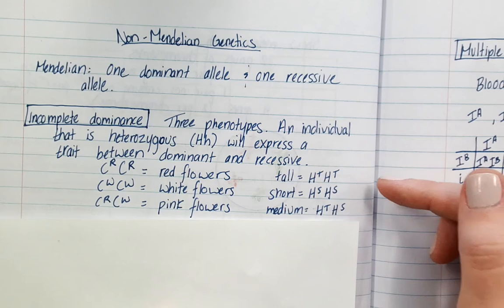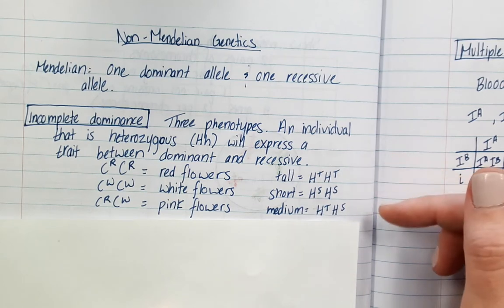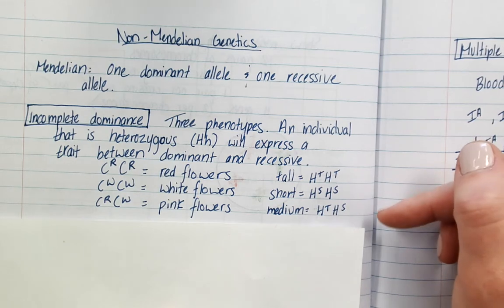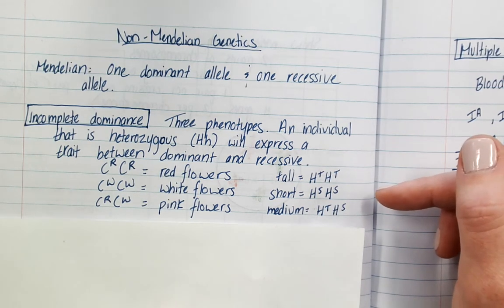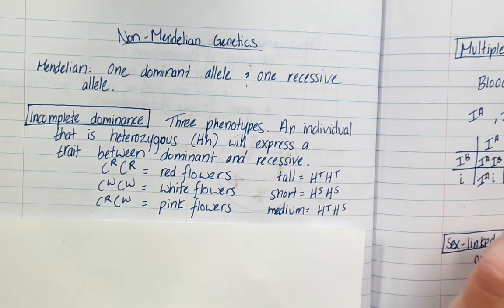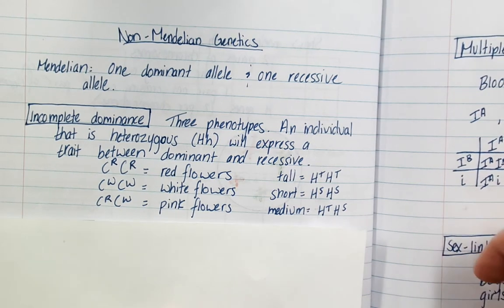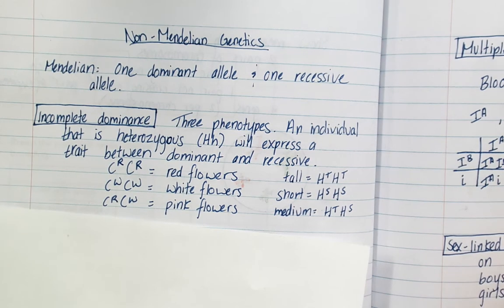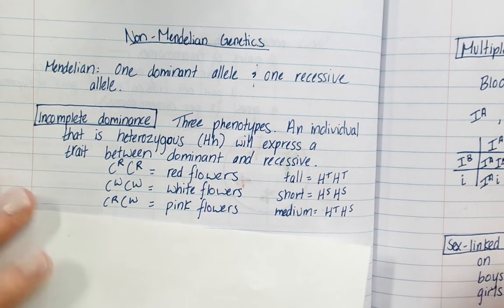If you're going to look at a different example, say you had a plant or an animal that was this simple. I'm going to let you know humans are not this simple on this one. But say tall is incompletely dominant over short. If somebody was heterozygous, they would be medium. They would be somewhere in the middle between the 2. All right.